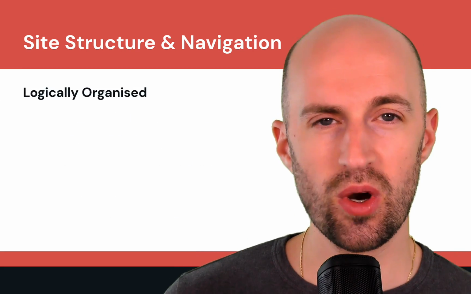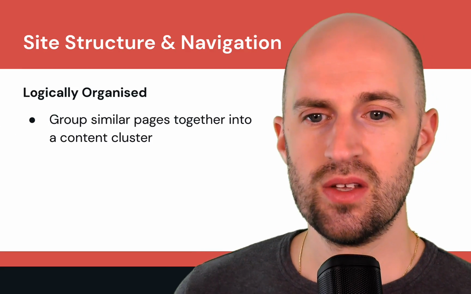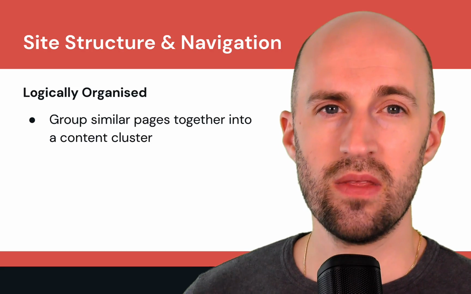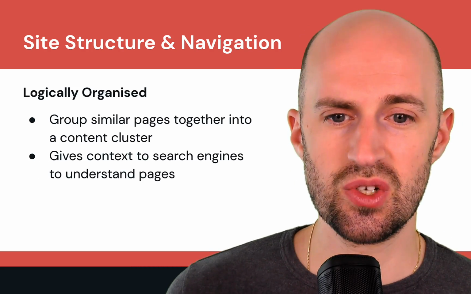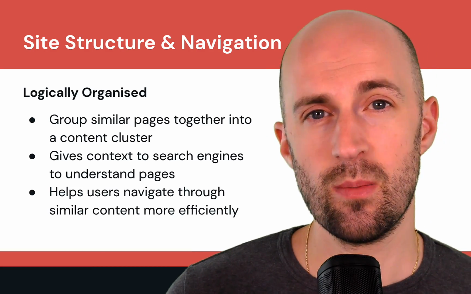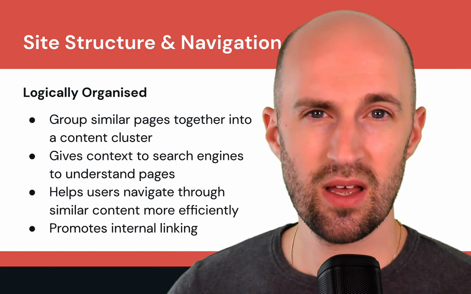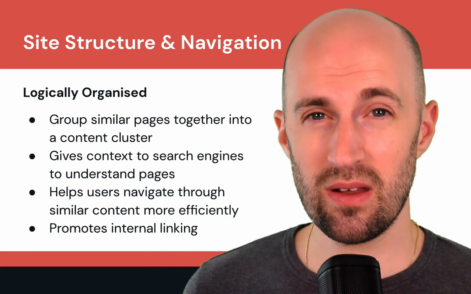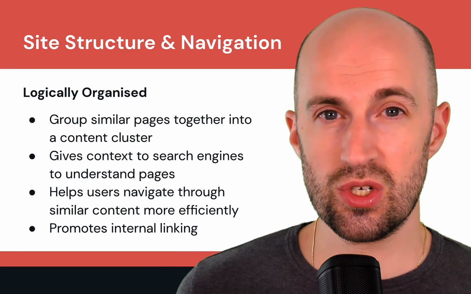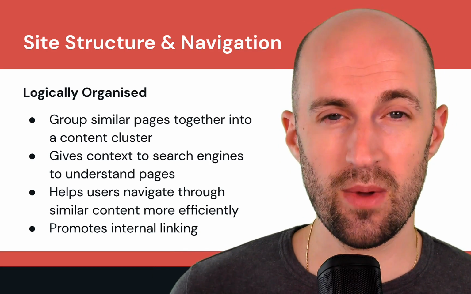Next is logically organized. So we want to make sure that the content on your site is organized in a way that's easy to understand. So group similar pages together into a content cluster, into a category or subcategory, however they relate to one another. And this gives context to search engines to understand the pages. It also helps users to navigate through similar content more efficiently. And it promotes internal linking. So if you have a category page which has, let's say, 3 subcategories, and each subcategory has 5 pages, then you can link between them, and it makes it easy for users that land on that through search engines to discover these other pages, and also helps search engines to crawl through them a lot easier.